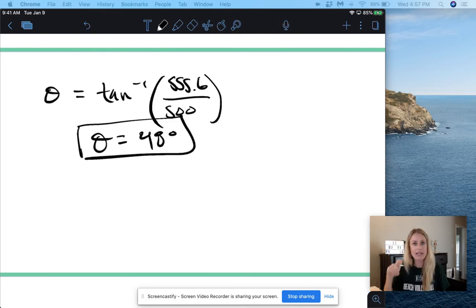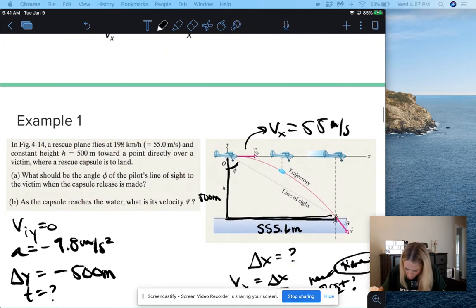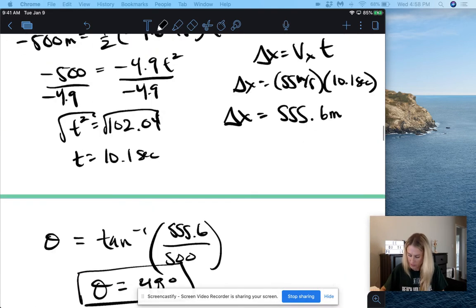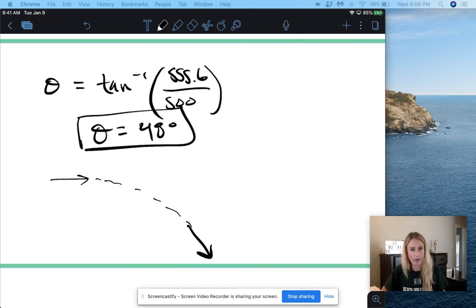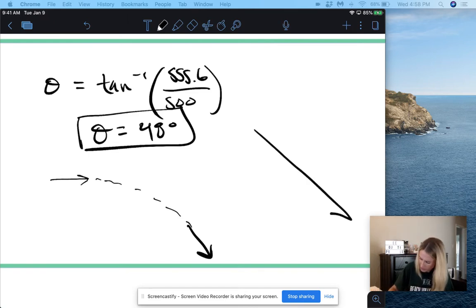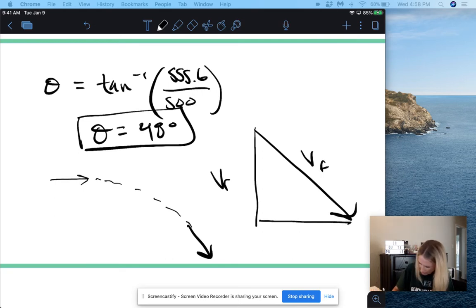And then letter B, it says, as the capsule reaches the water, what is the velocity v? So we now want to find the final velocity at the bottom. Now, when something is shot out in the horizontal direction like this, and then it hits the ground, or hits the water in this case, it's going to hit the water at an angle. So in order to find that final velocity, we need to find the y component and the x component, vx and vy, in order to then find that final velocity.